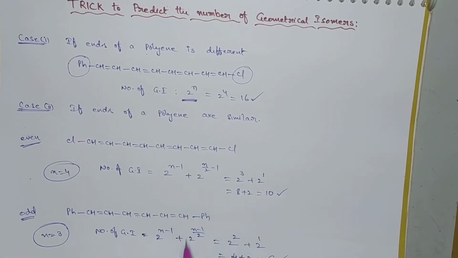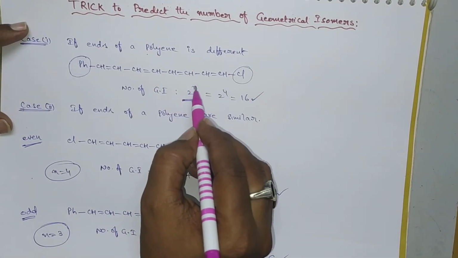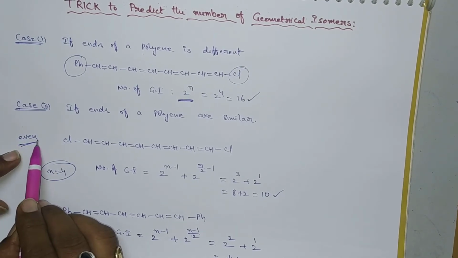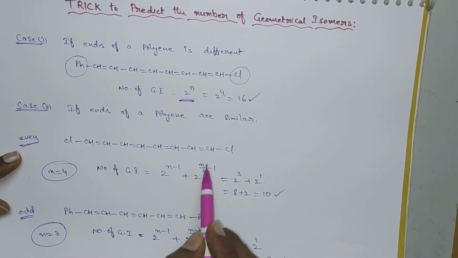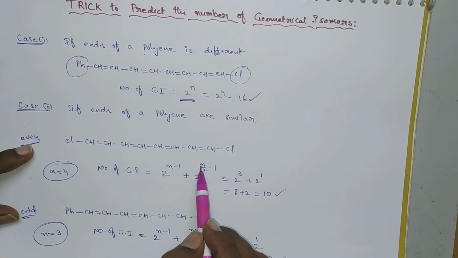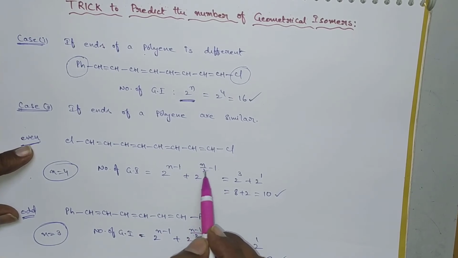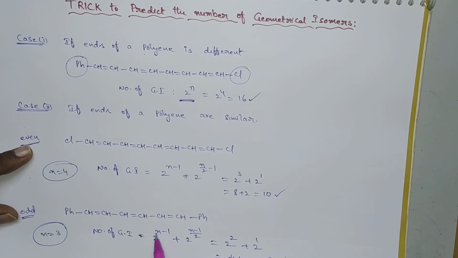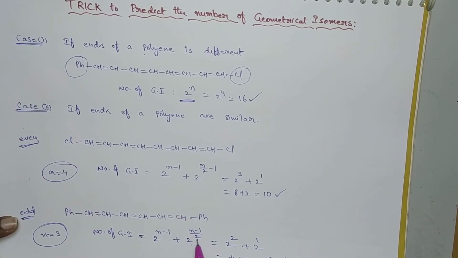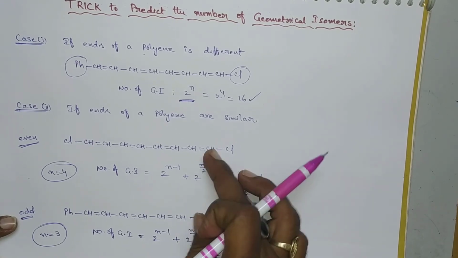So how can you remember these two formulas? Generally students get confused with them. If the number of double bonds is even, we consider 2 power n minus 1 plus 2 power n by 2 minus 1. Since it is even, it can be divisible by 2, that's why n by 2 minus 1. The first term is common for both, the second term changes. Here it is 2 power n by 2 minus 1, and here 2 power n minus 1 by 2. Since it is odd, it cannot be directly divisible by 2, so 1 should be subtracted to get an even number, and then we can easily divide it by 2. In this way you can remember these two.